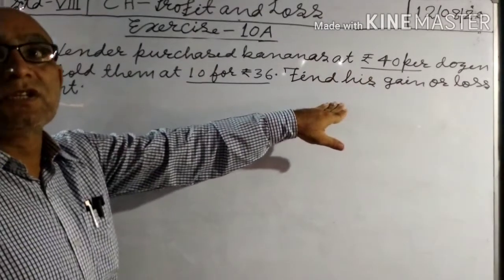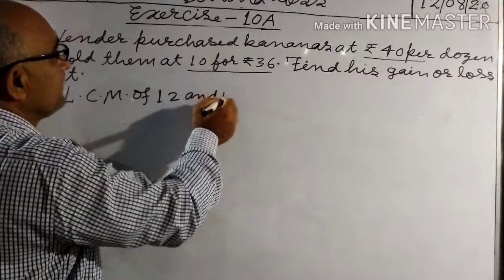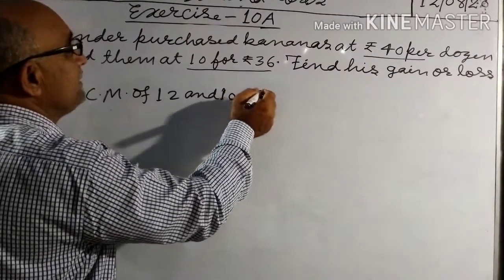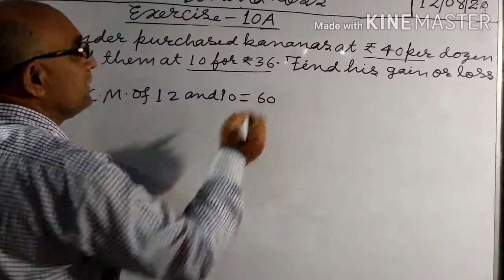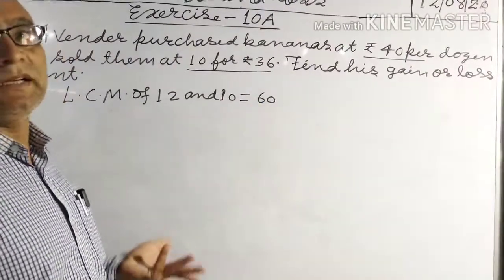Here, purchasing number is dozen. Dozen means 12 bananas. And selling number is 10 bananas. So LCM of 12 and 10. LCM of 12 and 10 is 60. Now find CP and SP of 60 bananas.